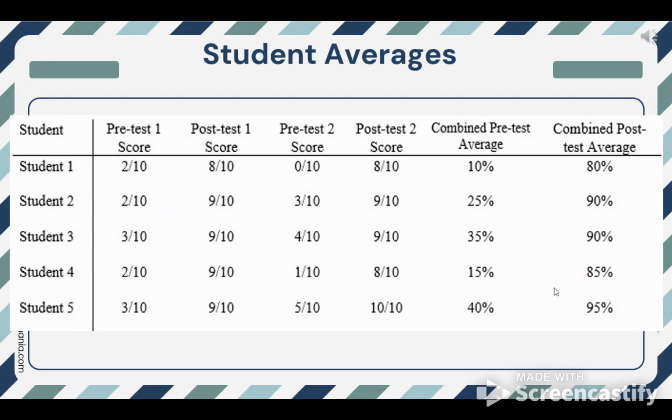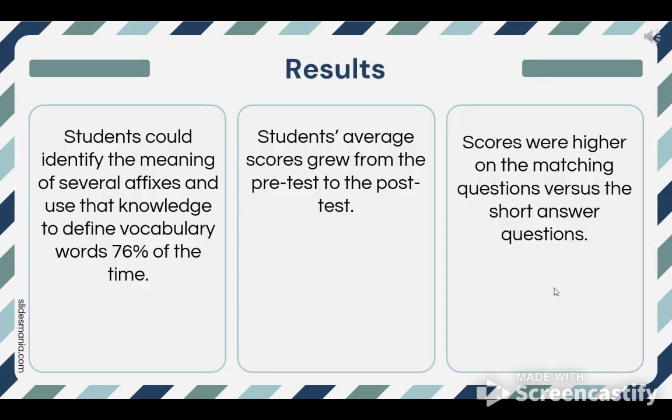Student 3 had a combined 35% pretest average score and was able to climb to a 90% post-test average score. Student 4 scored a 15% combined pretest average and climbed to an 85% post-test average score. And then student 5's combined pretest average score was 40%, and they increased to a 95% post-test average.